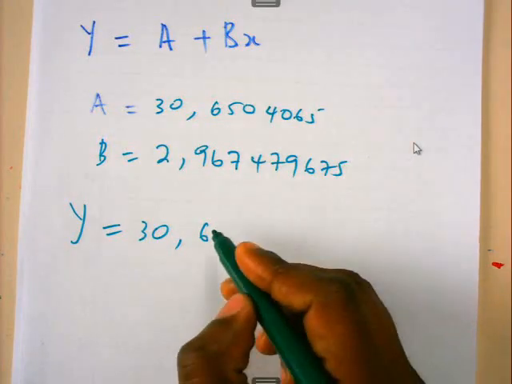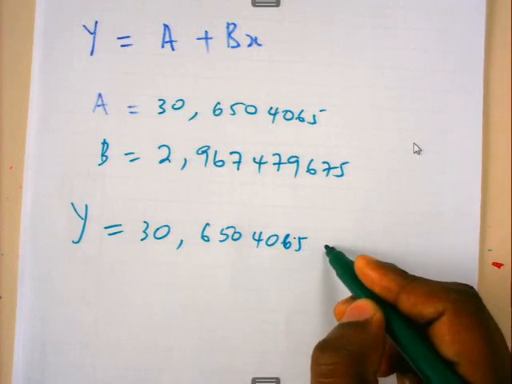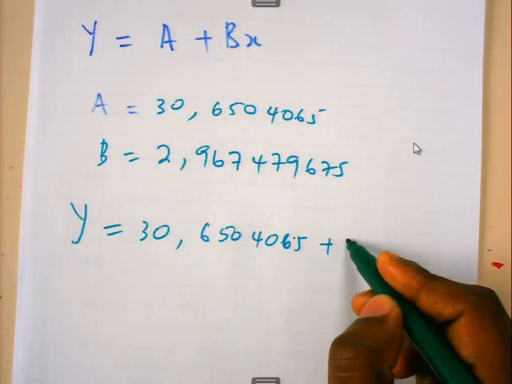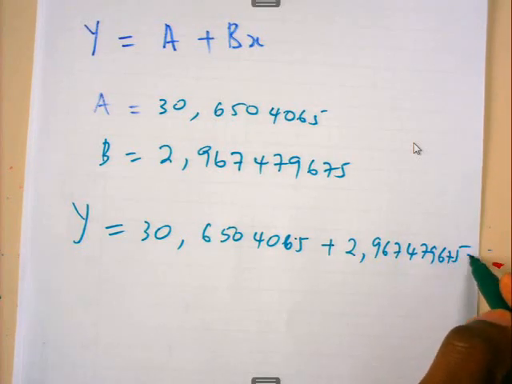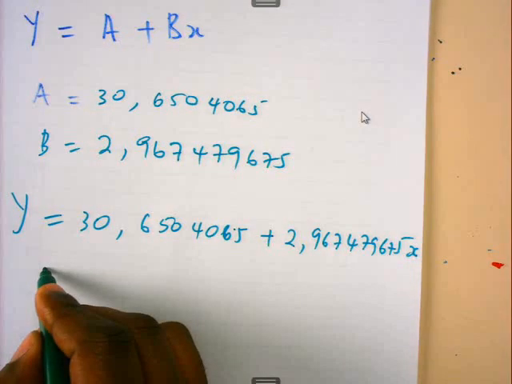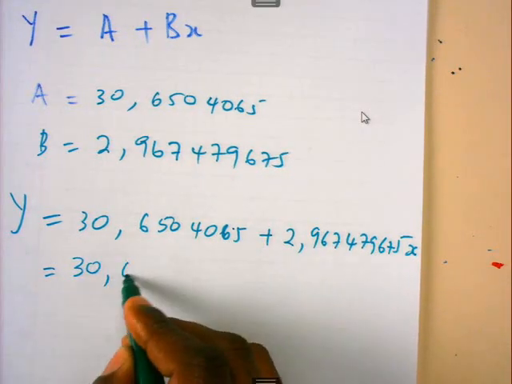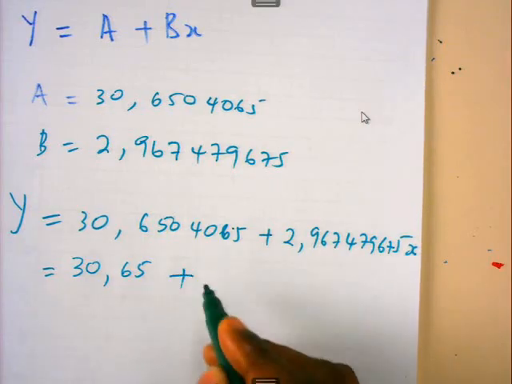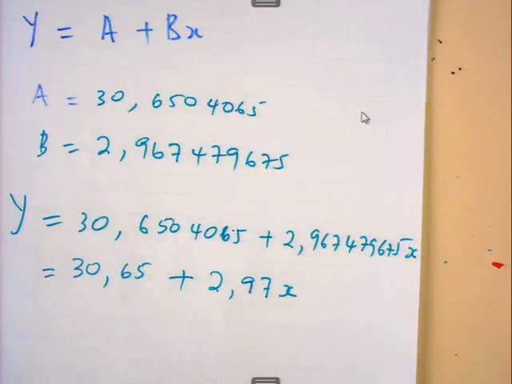I now write A is 30.6504065, plus B is 2.967479675 X. Remember, it's A plus BX. Do you see that? There's X there. But the question will always say correct it to 2 decimal places. It's 30.65. Do you agree with that? Plus 2.97x. That is the equation of your least squares regression line.